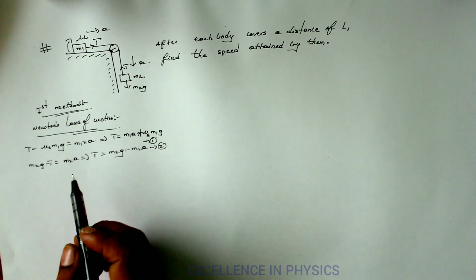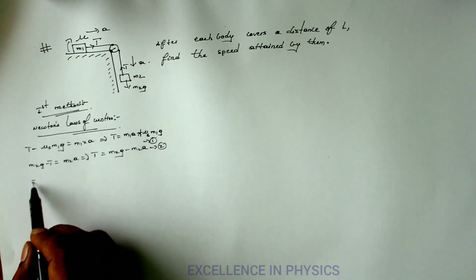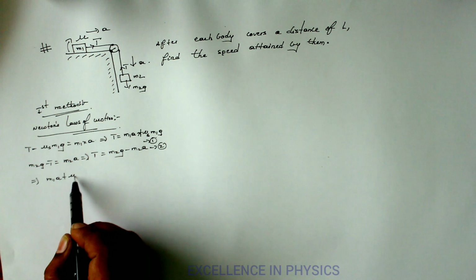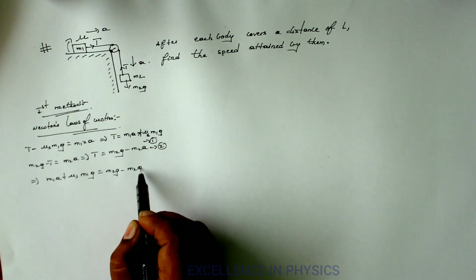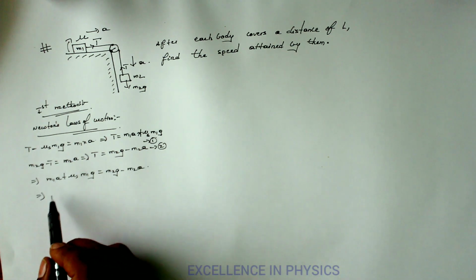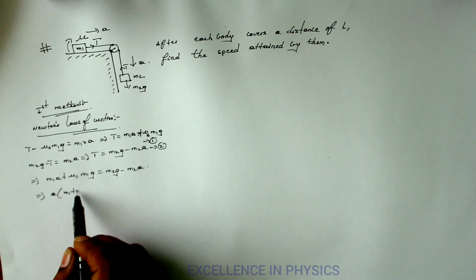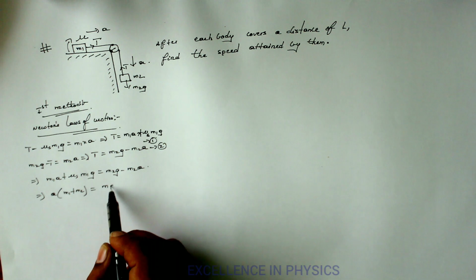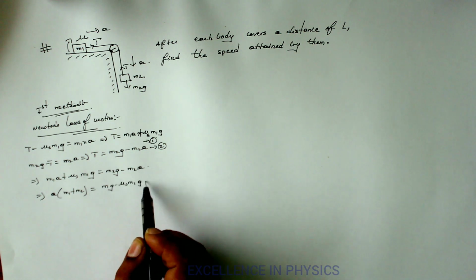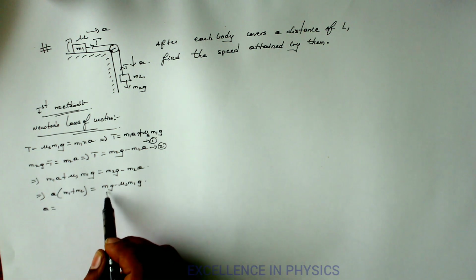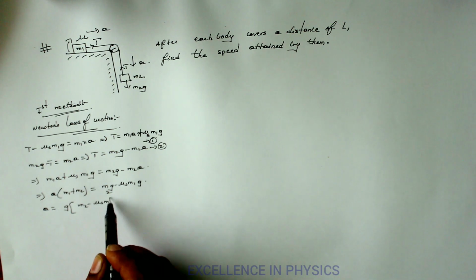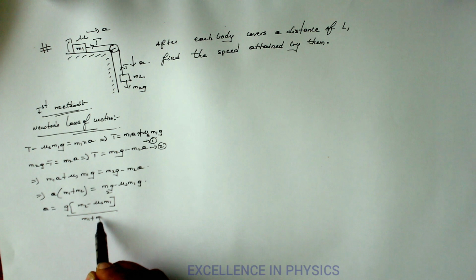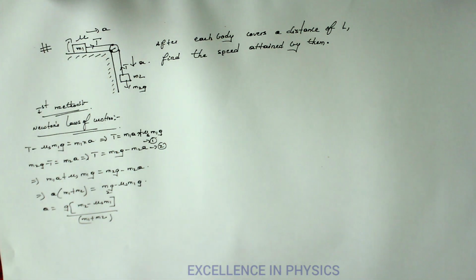Now if I equate these two relations, what will I get? I will get m1a plus mu s m1g is equal to m2g minus m2 into a. If I take a common, then I can write a into m1 plus m2 is equal to m2g minus mu s m1 into g. Therefore a is equal to g, if I take g common, into m2 minus mu s m1 divided by m1 plus m2. So this is the acceleration with which the bodies will accelerate downwards.